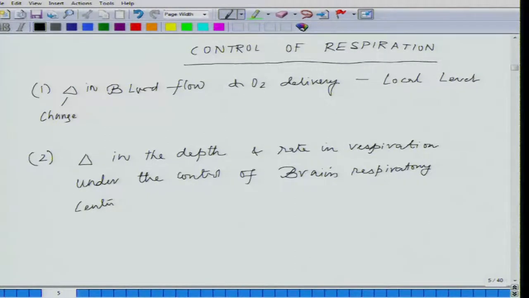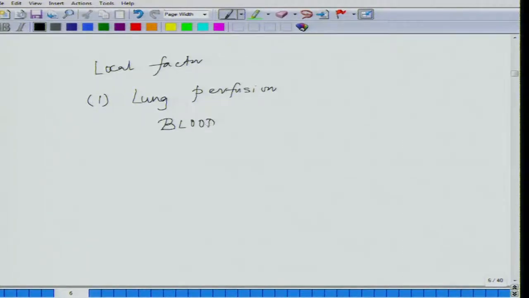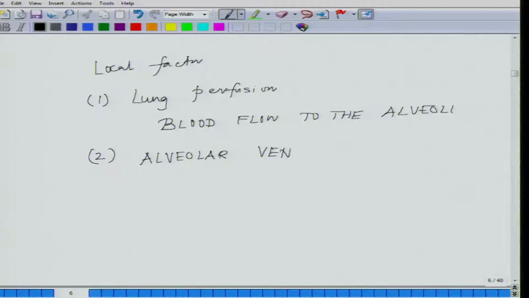Okay, so talking about the local factors involved, one of them is lung perfusion, or in other words, blood flow to the alveoli. This is one of the factors. The second factor involved is alveolar ventilation, which is basically the air flow over a wide range of conditions and activities.